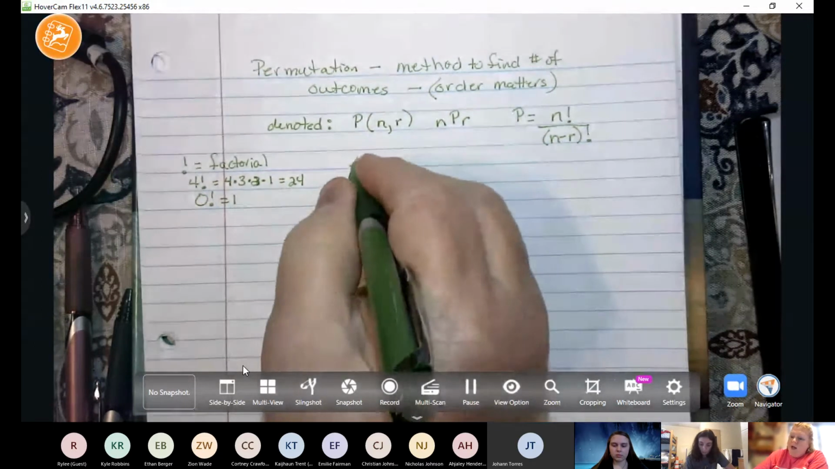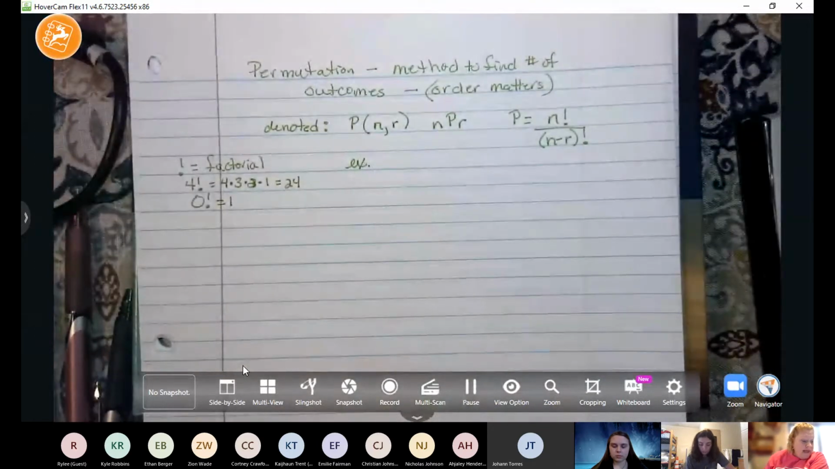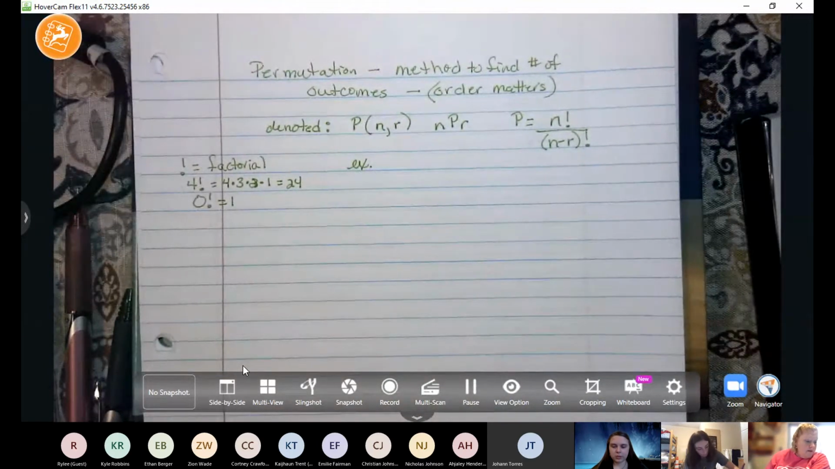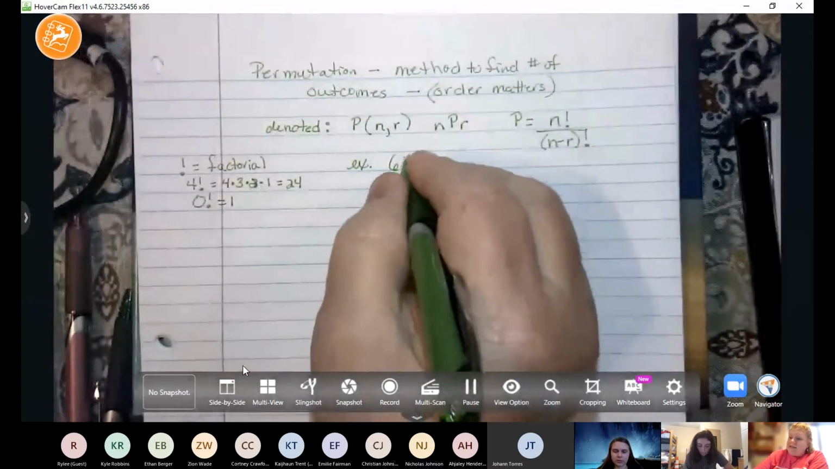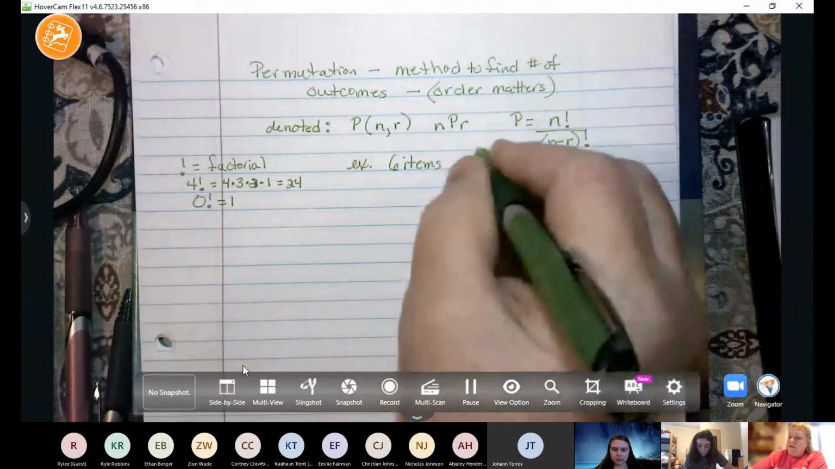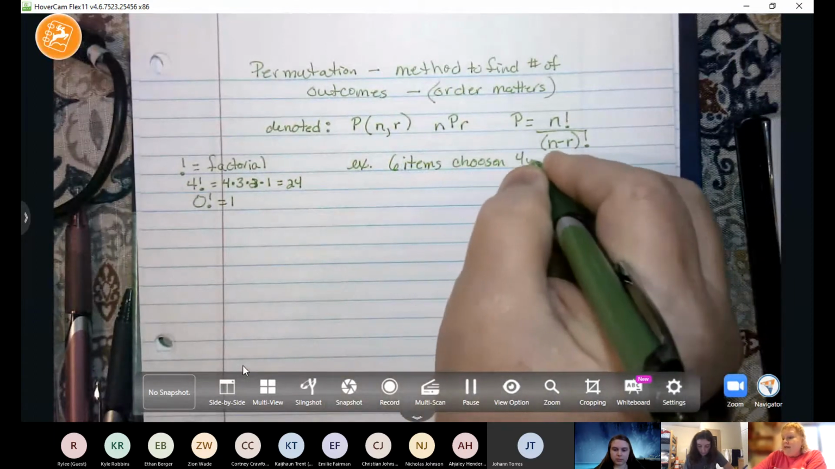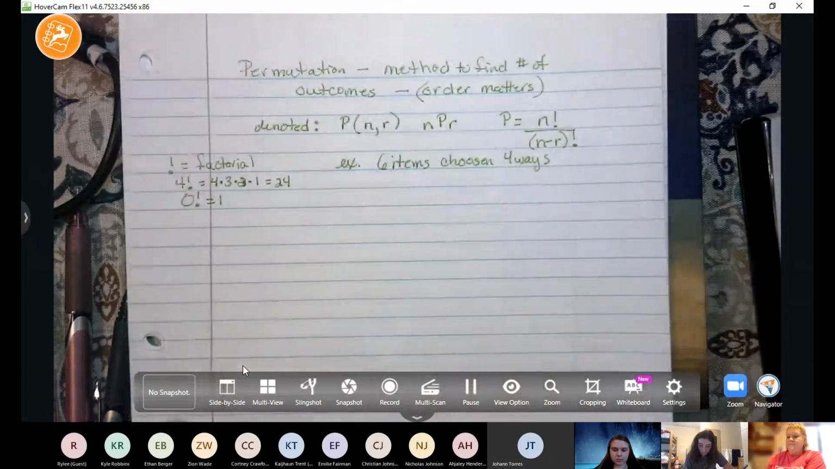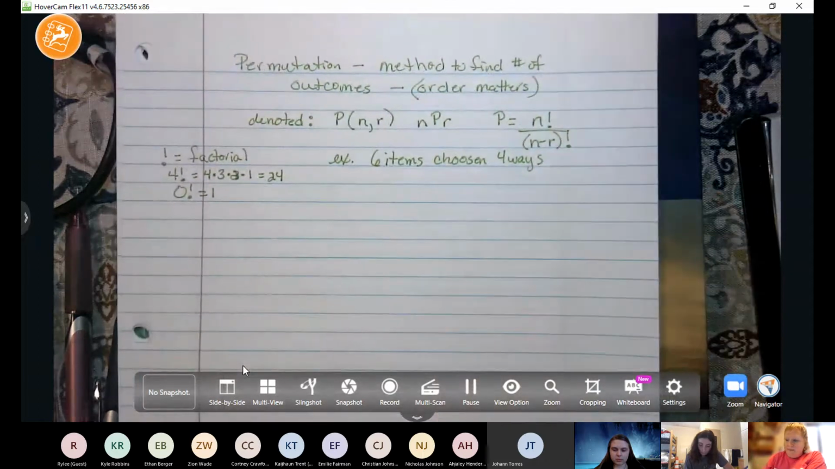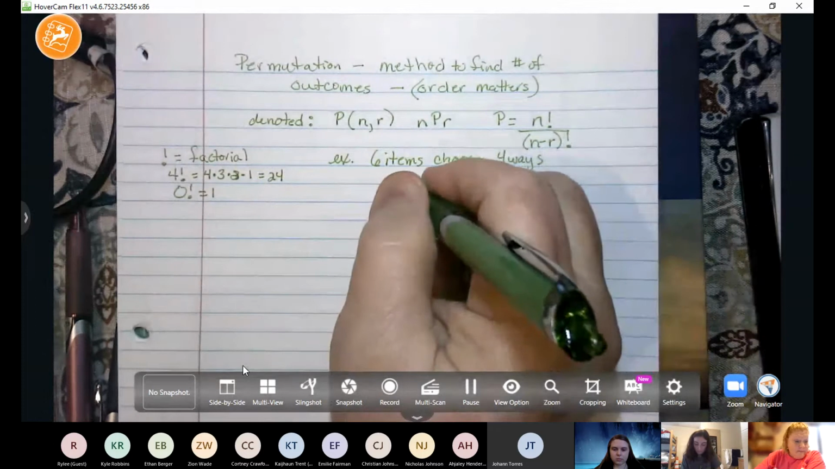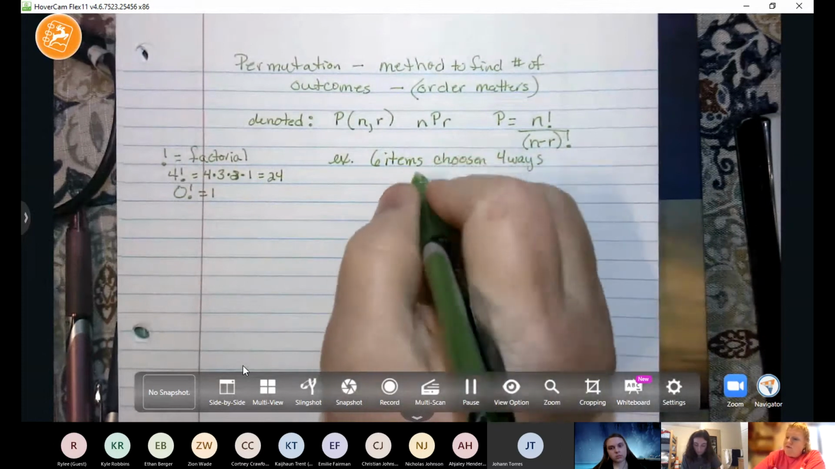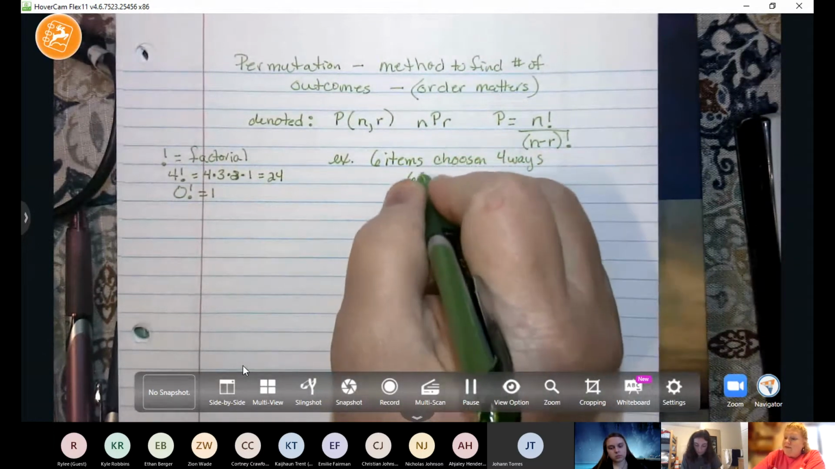So here's a sample problem. If we want to find the permutation of 6 items chosen 4 ways, that means it would be written 6P4.